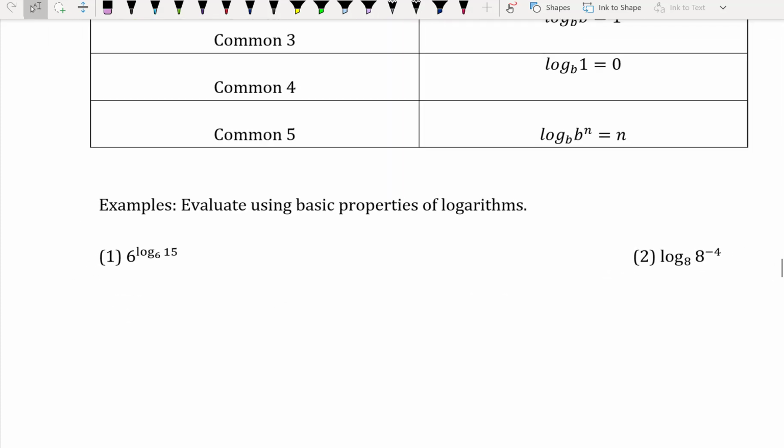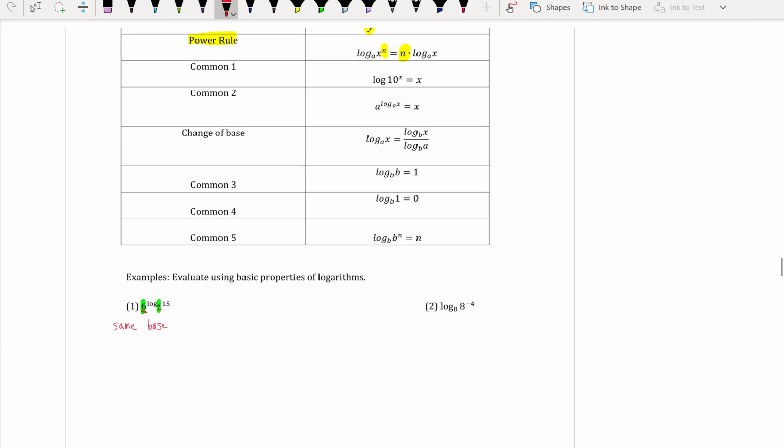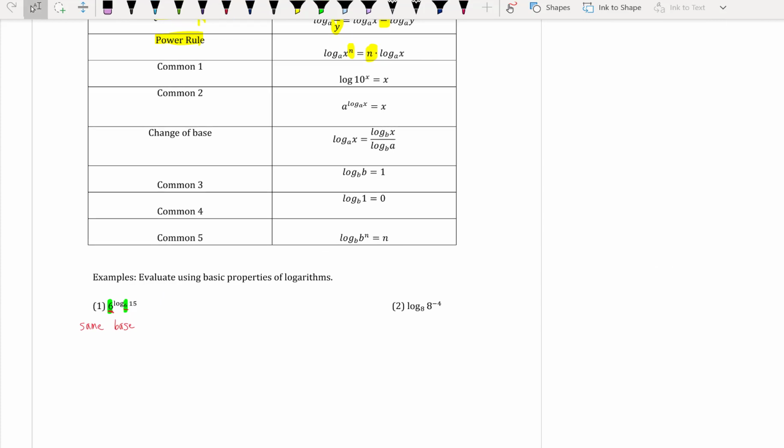So this one is unique in that we have the base of both the exponential and the logarithm the same. Same base. Since they are the same base, what ends up happening is it cancels out. So looking at the different properties, I'm going to be looking at this property here. We have the base, which is the same on both. So what it equals is the 15.